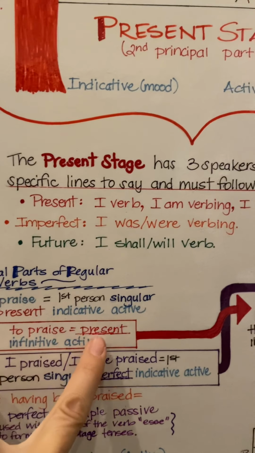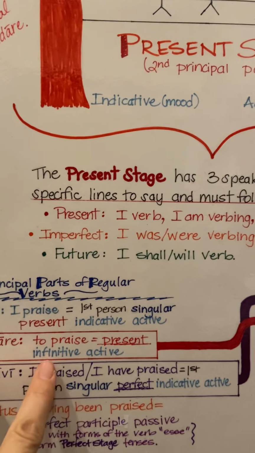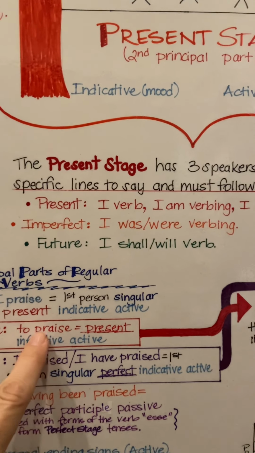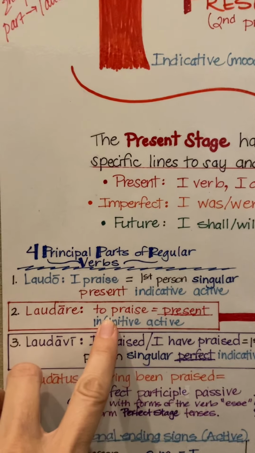And so it tells you this is a present infinitive active. And infinitive, we know in English, is a "to" plus a verb. And so that's why this is translated as "to praise," okay?